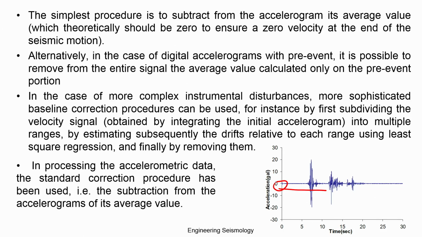In the case of more complex instrumental disturbance, more sophisticated baseline correction procedures can be used. For instance, by first subdividing the velocity signal into multiple ranges, then estimating the subsequent drift related to each range using least square regression, and finally removing it. So you can apply some complex mathematical forms to get this. This is something like signal processing and removing the noise.